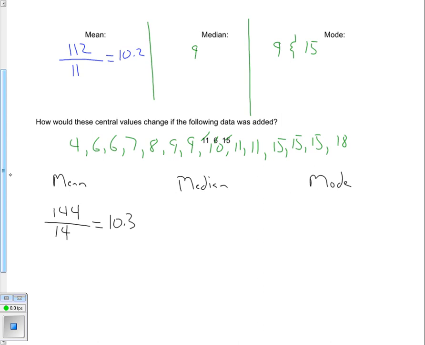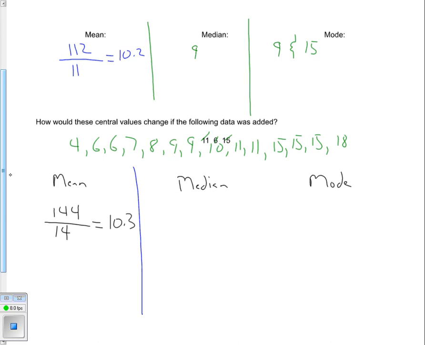Okay? So my mean has actually jumped by 1/10 of a percentage point, or 1/10 of a decimal point. Okay, so it went from 10.2 to 10.3. So now we want to figure out, well, what's the median? Again, the median is always the middle number.